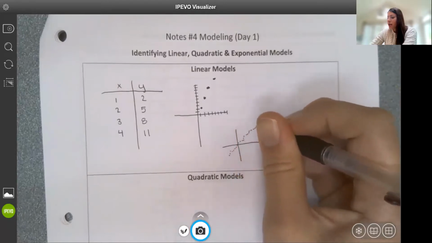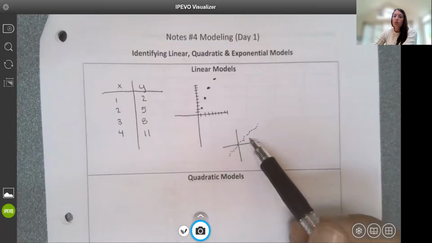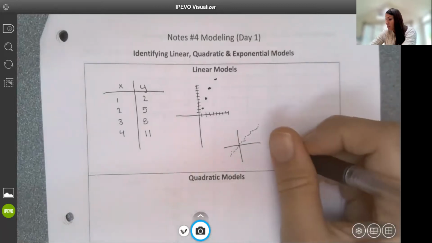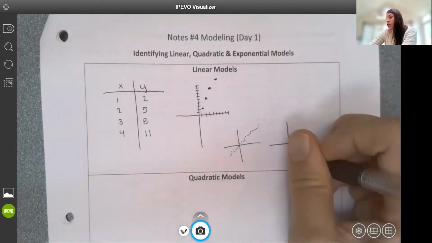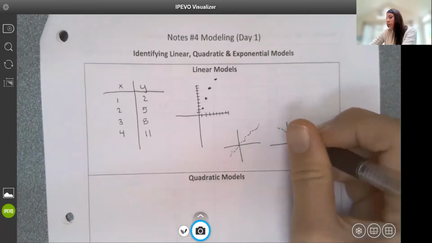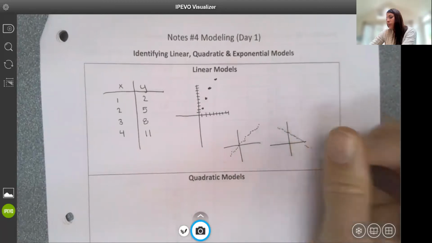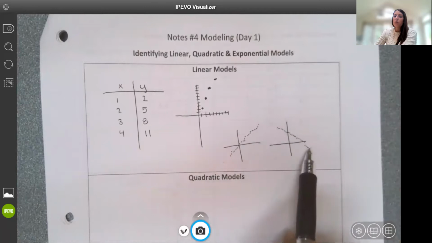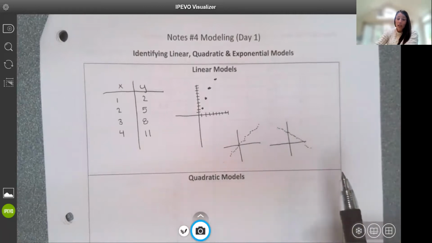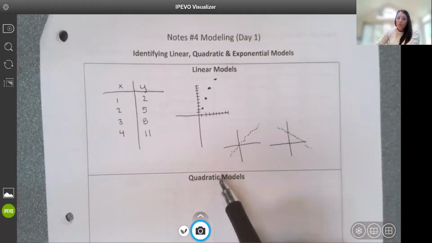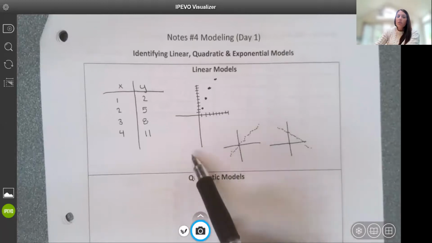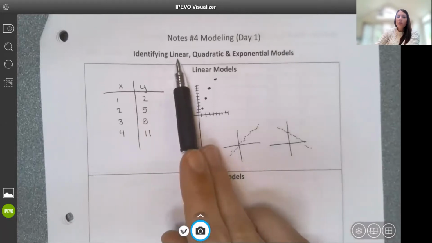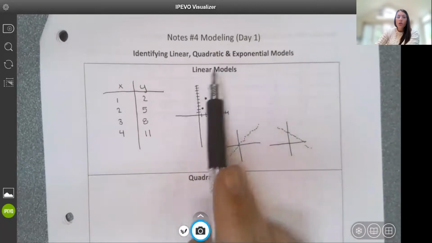I could also have a scatter plot with linear trends with a positive slope. So the data is not going to fit exactly, right? But that pretty much looks like a line with a positive slope. Versus sometimes we have data that has a negative slope. Again, it's not going to be a perfect line when we collect real world data, but pretty close, okay?